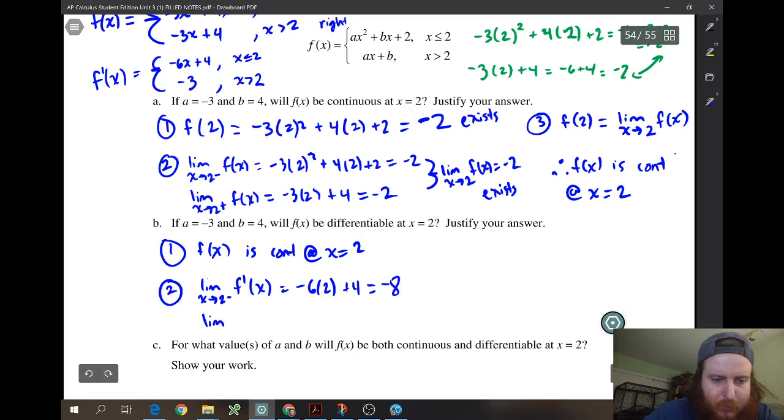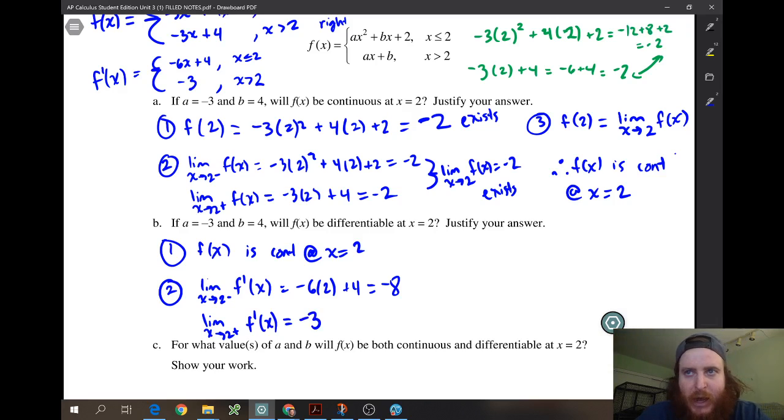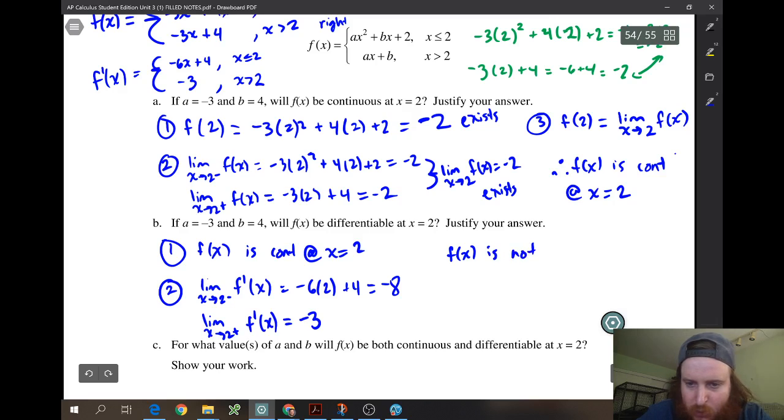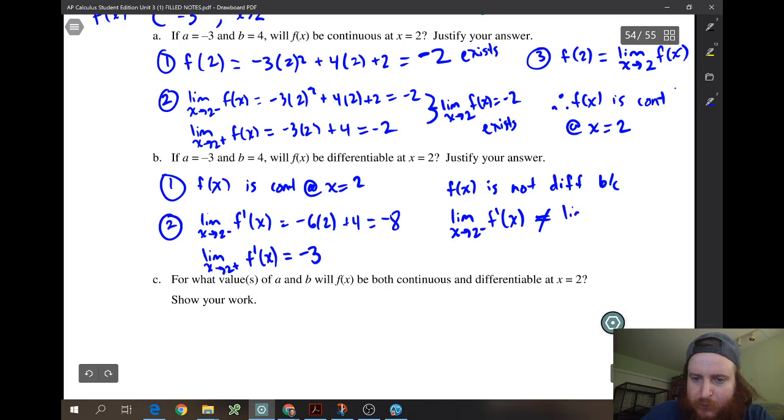Then we can do the limit as x approaches 2 from the right side of f prime of x. You can see they're not equal, but you have to write it out. You just have to write it out. Equals negative 3. So now these are not equal to each other. So we could say f of x is not differentiable. Why? Because the limit as x approaches 2 from the left side of f prime of x, that negative 8 number, did not equal the limit as x approaches 2 from the right side of f prime of x.